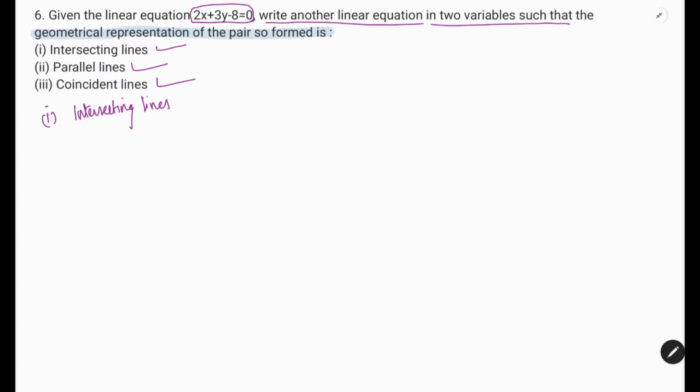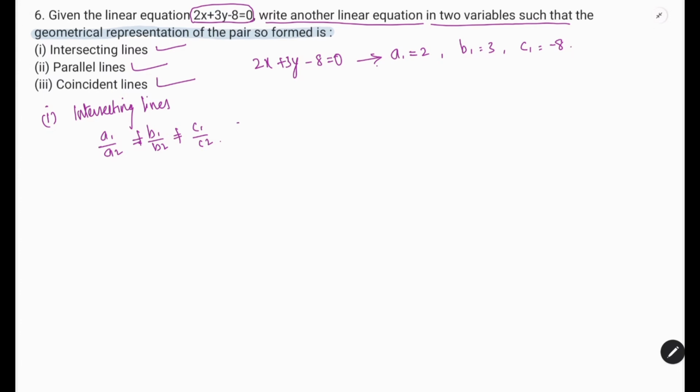we will write this given linear equation 2x + 3y - 8 = 0. In this equation we will write a1, b1, c1. a1 is the coefficient of x, b1 is the coefficient of y and c1 is the constant term. If the lines are intersecting, what is the condition? Here a1/a2 is not equal to b1/b2.